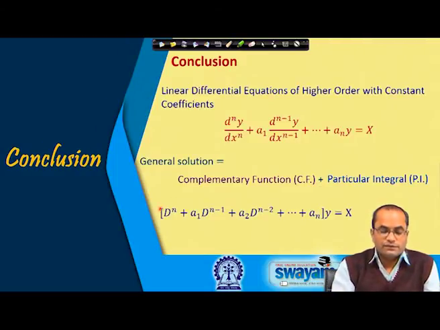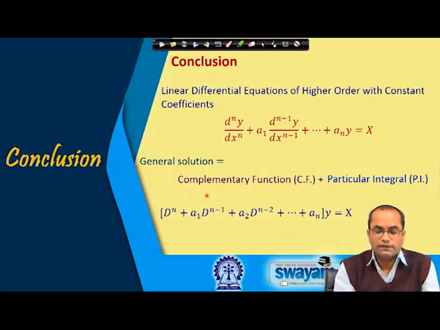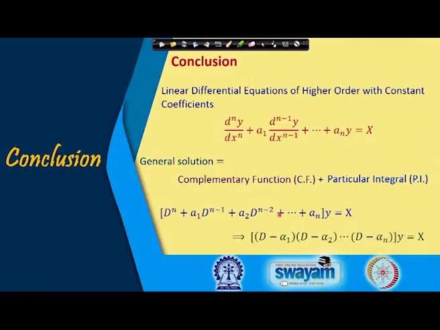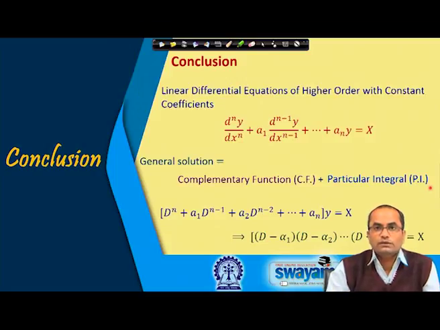And what else we have seen, that when we write it in the operator form, we can treat D power n plus a 1 D power n minus 1 and so on like a polynomial, an algebraic equation, and we can factorize this equation once we know the roots of the equation equal to 0. So, we can then write this operator equation in this form also, which is going to play a very important role in finding the solution y, whether it is a complementary function or a particular integral.